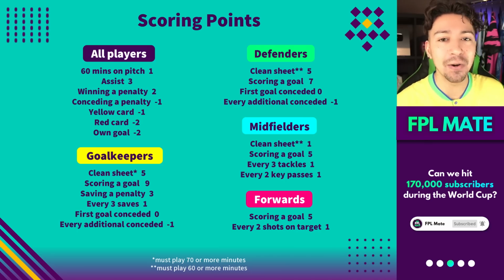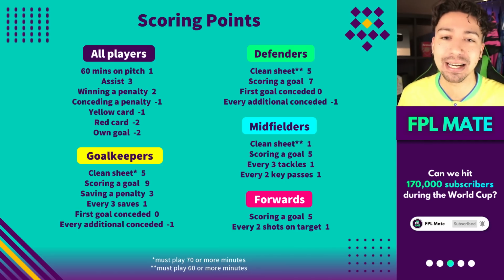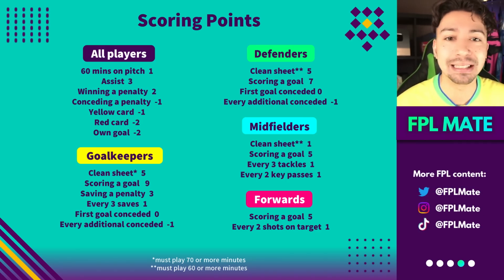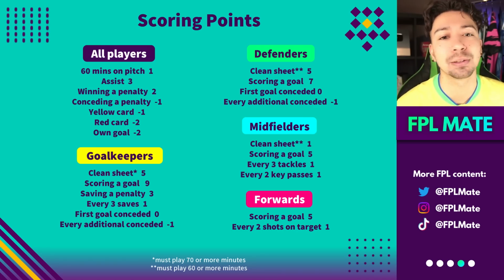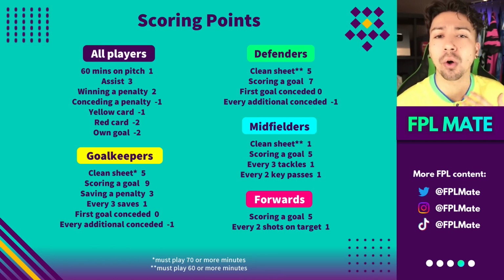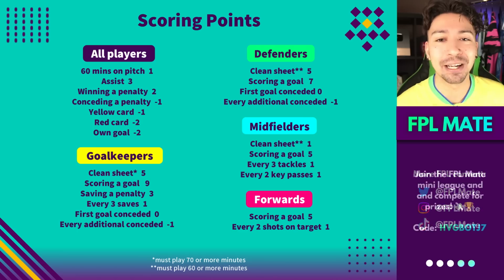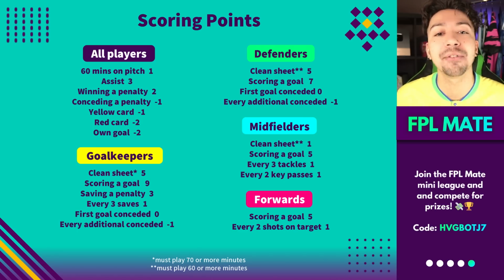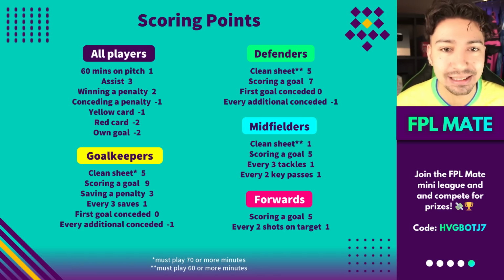Players can only score a single appearance point, and they can only do that if they play 60 or more minutes. Winning a penalty for your team will score you 2 points. Giving away a penalty is -1 point. Goalkeepers and defenders score huge when they score a goal. Goalkeepers and defenders also lose a point every time they concede a goal after that first initial goal is conceded.